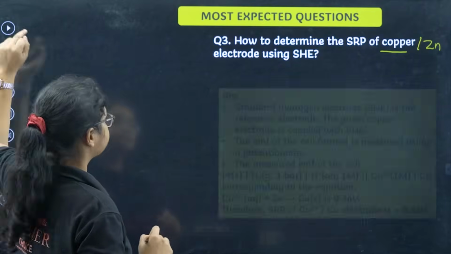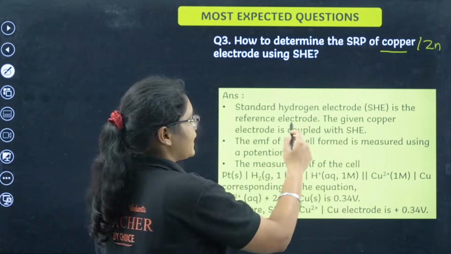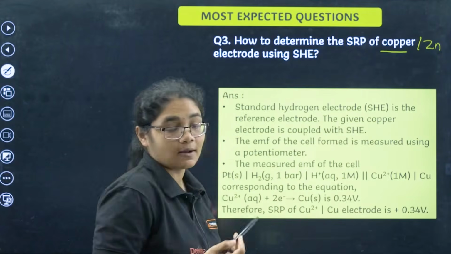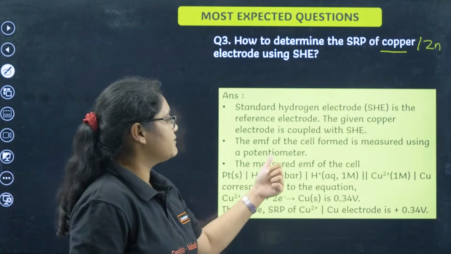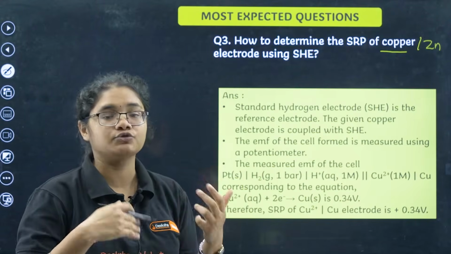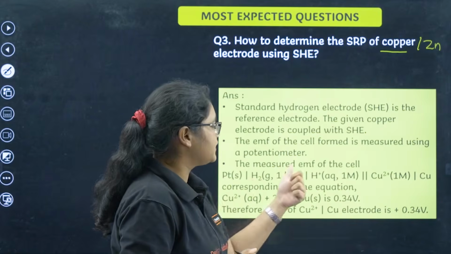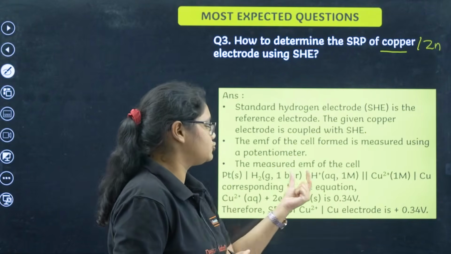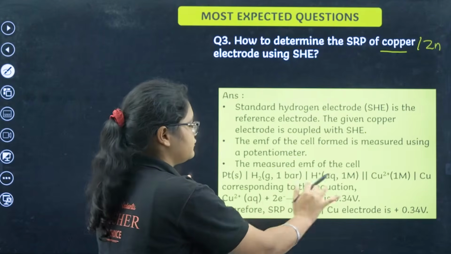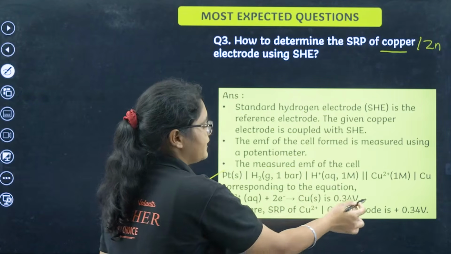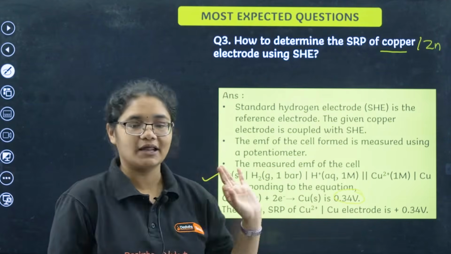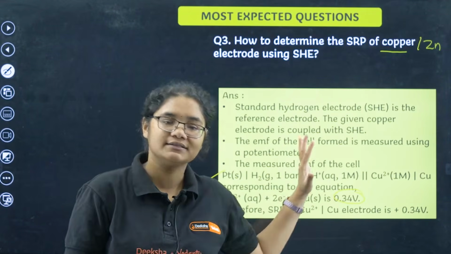So now if I check this, the standard hydrogen electrode is the reference electrode. The given copper electrode is coupled with SHE. The EMF of the cell formed is measured using a potentiometer. So the potentiometer is used to calculate that. Then the measured EMF of the cell, that is Pt, H2, H plus, Cu2 plus, Cu, corresponds to the equation. So whatever you get from the equation here, this is the measured value that will be calculated. A similar question can be asked for zinc also. You have to do it in the same way.